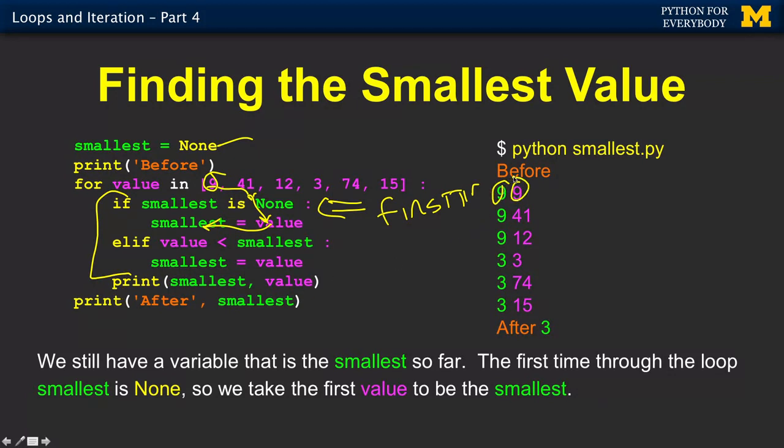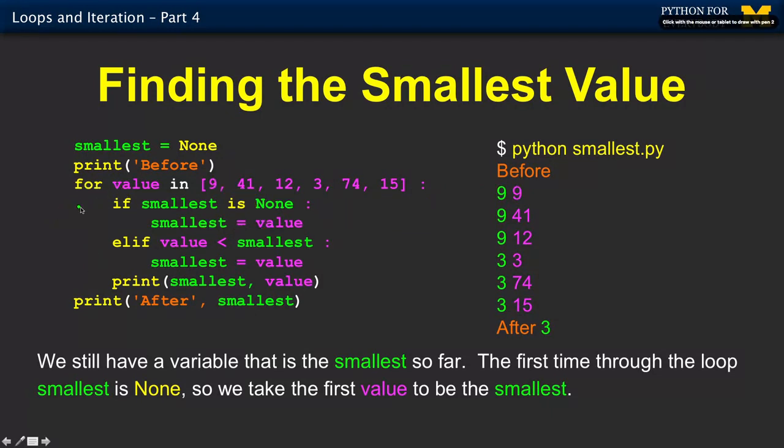And so that's how we print out the smallest so far is 9. We just saw 9. The second time through this loop, this is going to always be false from now on, because smallest is a number, and a number is not None. So that's false, so it's going to run here. Elif value is less than the smallest, which is 41. Is 41 less than 9 in this case? And the answer is no, it is not. So it stays 9.